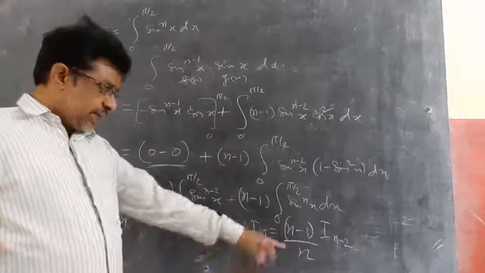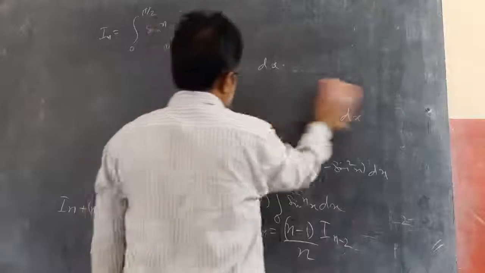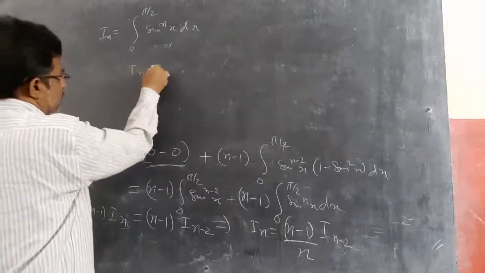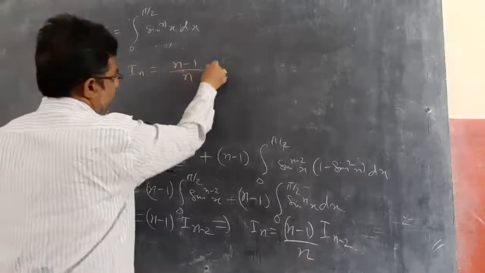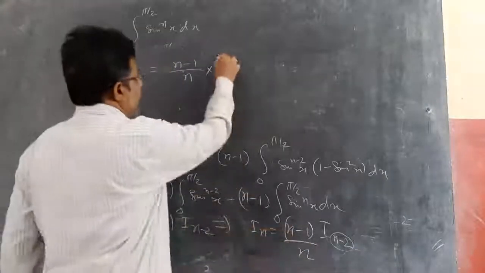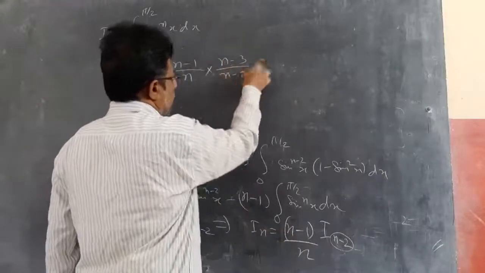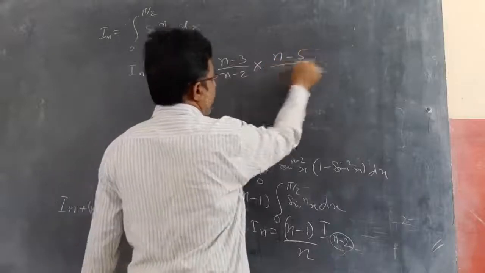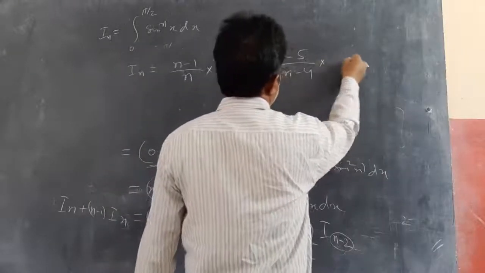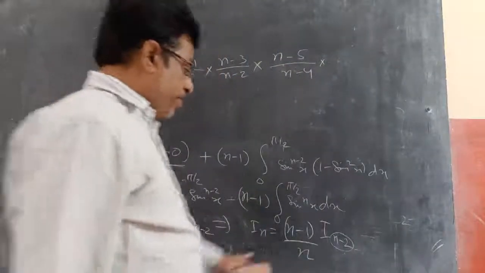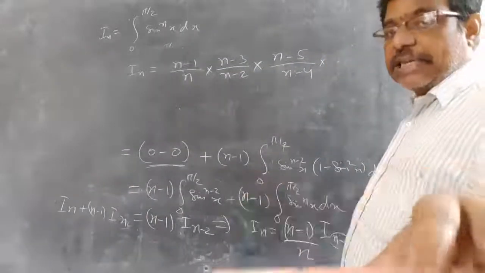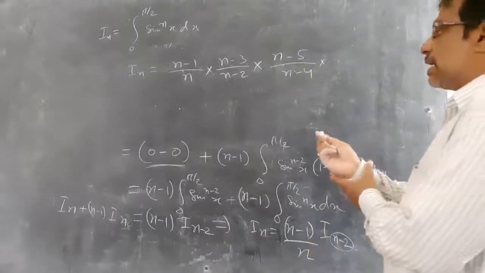Now if I go for reduction of this again, what happens? So the final formula, now remember: I n equals n minus 1 by n into I n minus 2. This time n is n minus 2, so n minus 2 minus 1, n minus 3 by n minus 2. Again, n minus 5 by n minus 4, and so on till the end. It depends on whether n is even or odd.